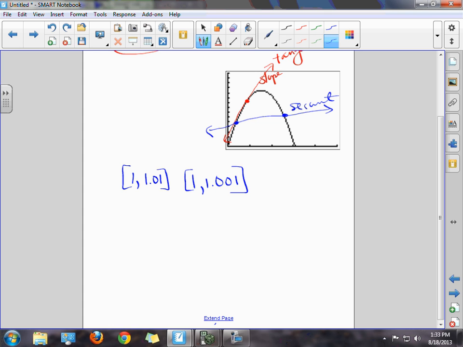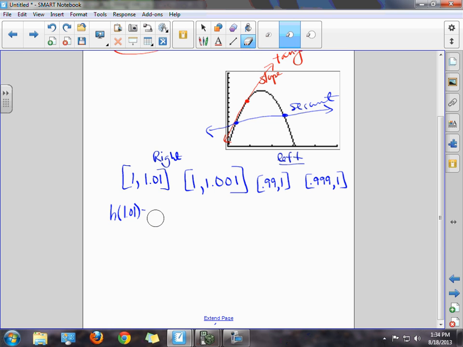Generally you want to do a couple on the right-hand side and then a couple on the left-hand side. So this is right, and now over here is going to be left. Same idea, but now I'm going to do 0.99 to 1, and then the next one is going to be 0.999 to 1. I'm really just calculating the average rate of change over these intervals, using the formula I just used a second ago. We're still talking about throwing that ball up in the air.